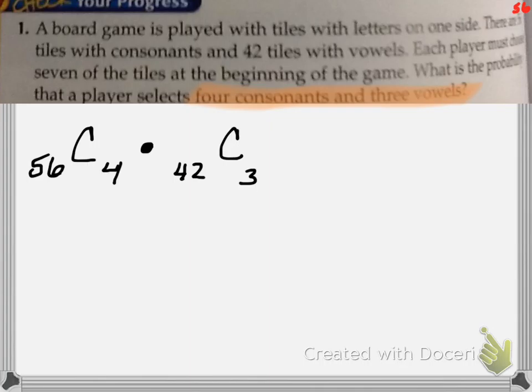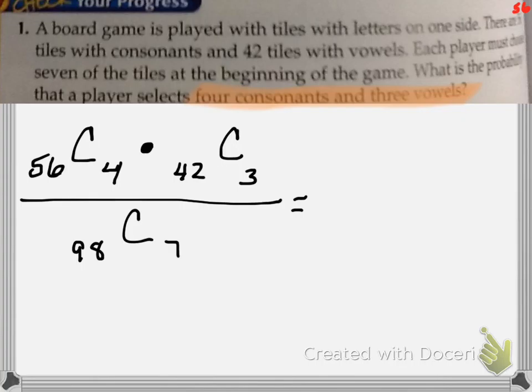The bottom is what you're doing in general, which is you are selecting 7 tiles out of 98 total tiles. And to get that, add the 56 and the 42 together. Okay?